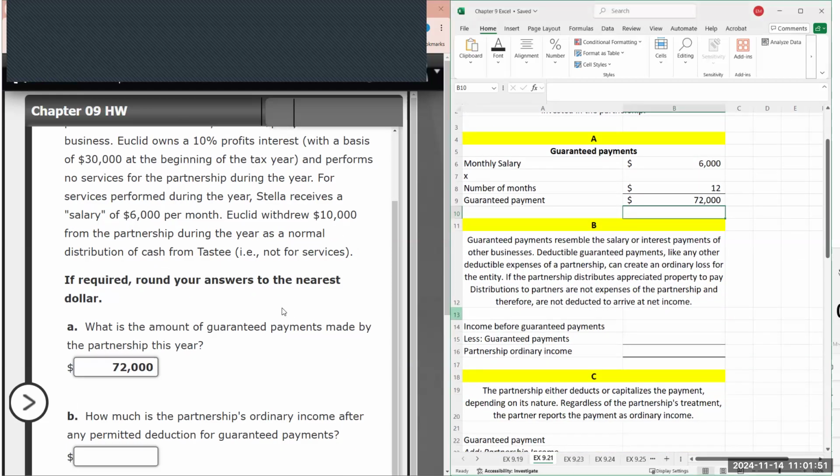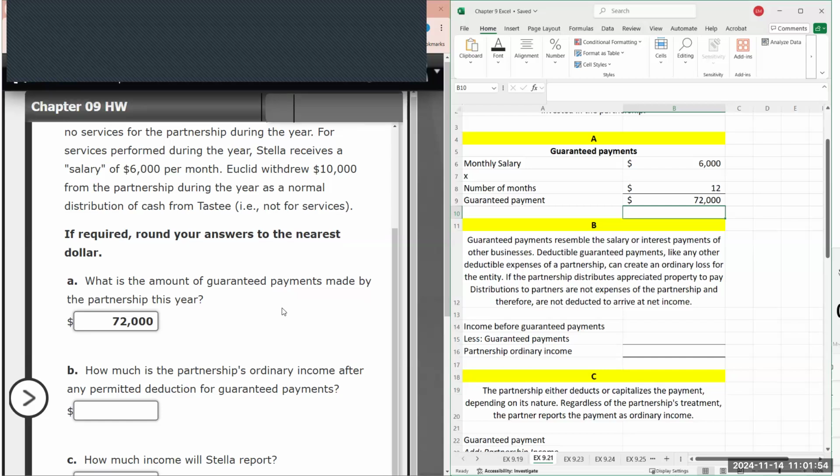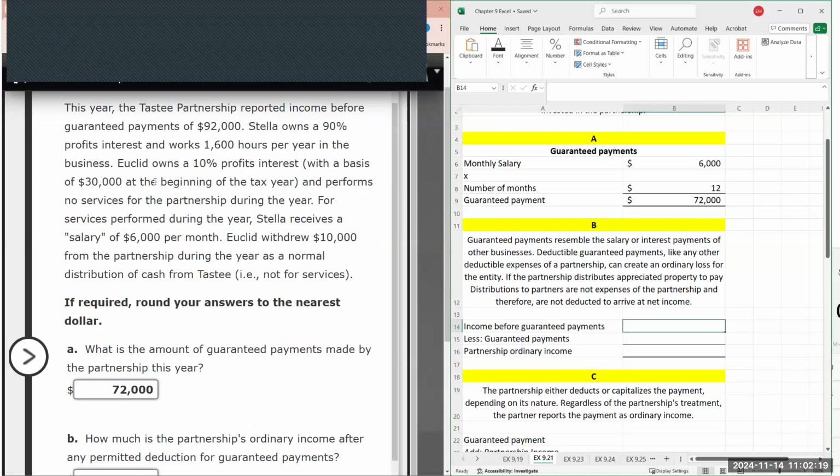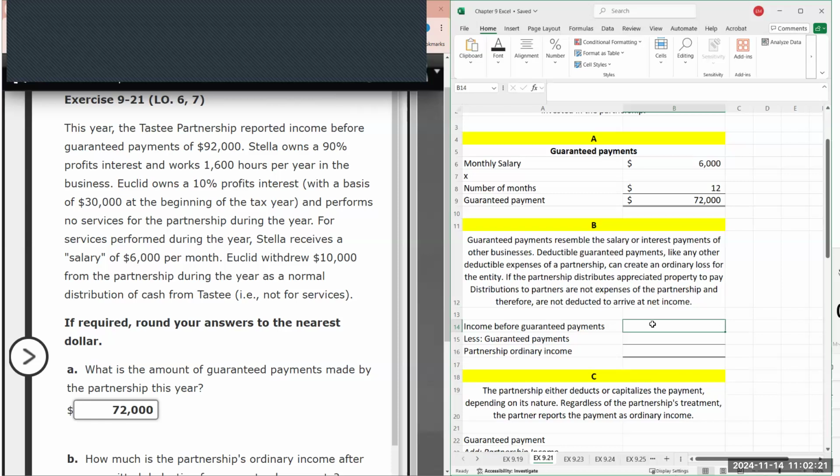So now we move on to B, and B is asking how much is the partnership's ordinary income after any permitted deduction for guaranteed payments. Guaranteed payments resemble salary or interest payments to other businesses. Deductible guaranteed payments are like any other deductible expense of a partnership, and they can create a loss if it's too much. In this case, the income before the guaranteed payments, the problem lets us know, was $92,000.